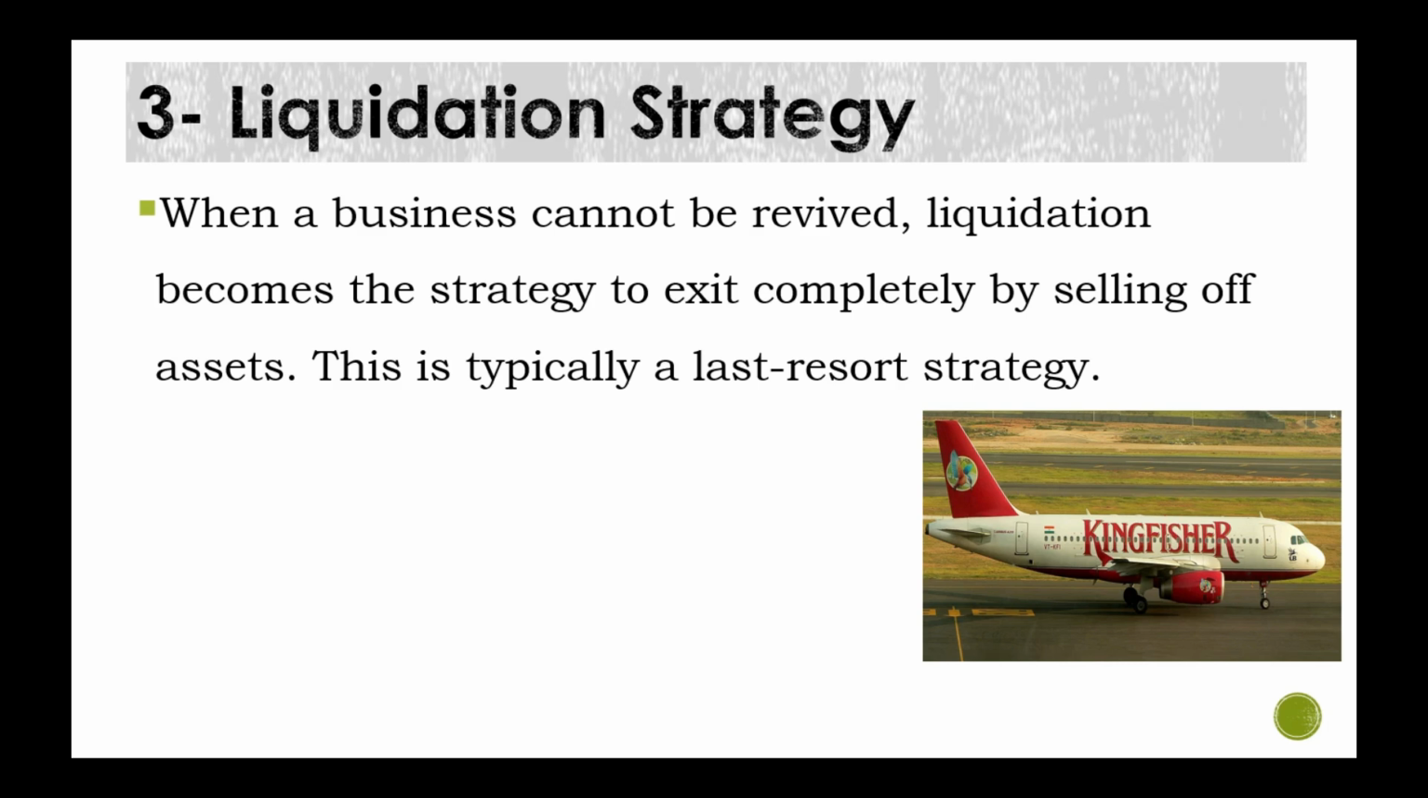As a part of liquidation strategy, Kingfisher's assets including planes, office equipment and real estate holdings were auctioned off to pay off outstanding debts. The company also sold its intellectual property and trademarks including the Kingfisher brand.